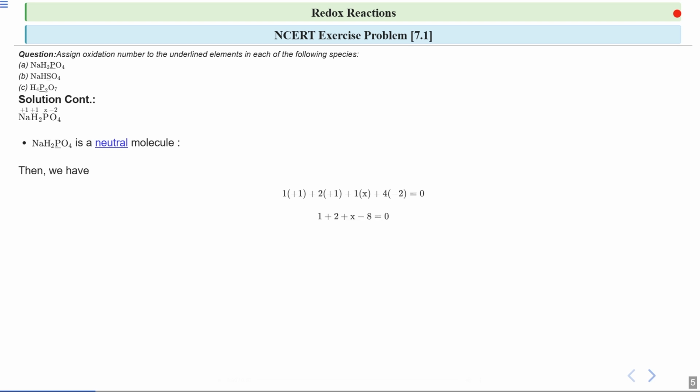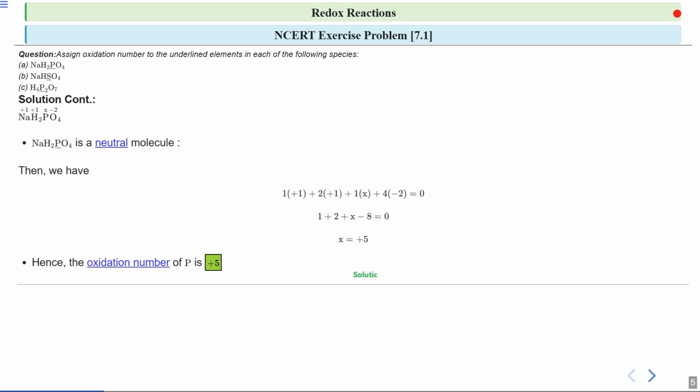If you multiply, 1 into +1 gives 1, 2 into +1 gives 2, X into 1 gives X, and 4 into -2 gives -8. Bringing the variables on one side and constants on the other side, we get the X value as +5. Therefore, the oxidation number of phosphorus is +5.